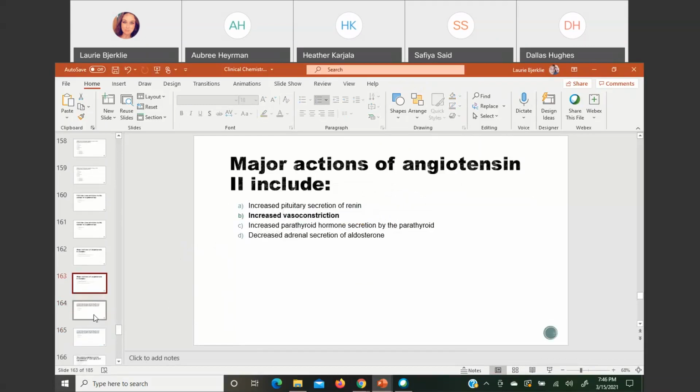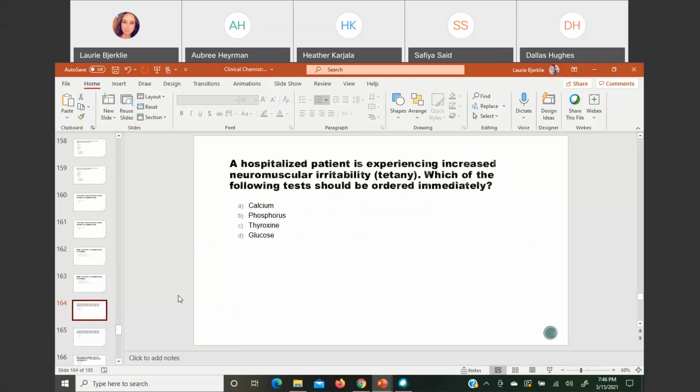vasoconstriction. A hospitalized patient is experiencing increased neuromuscular irritability known as tetany. Which of the following tests should be ordered immediately?